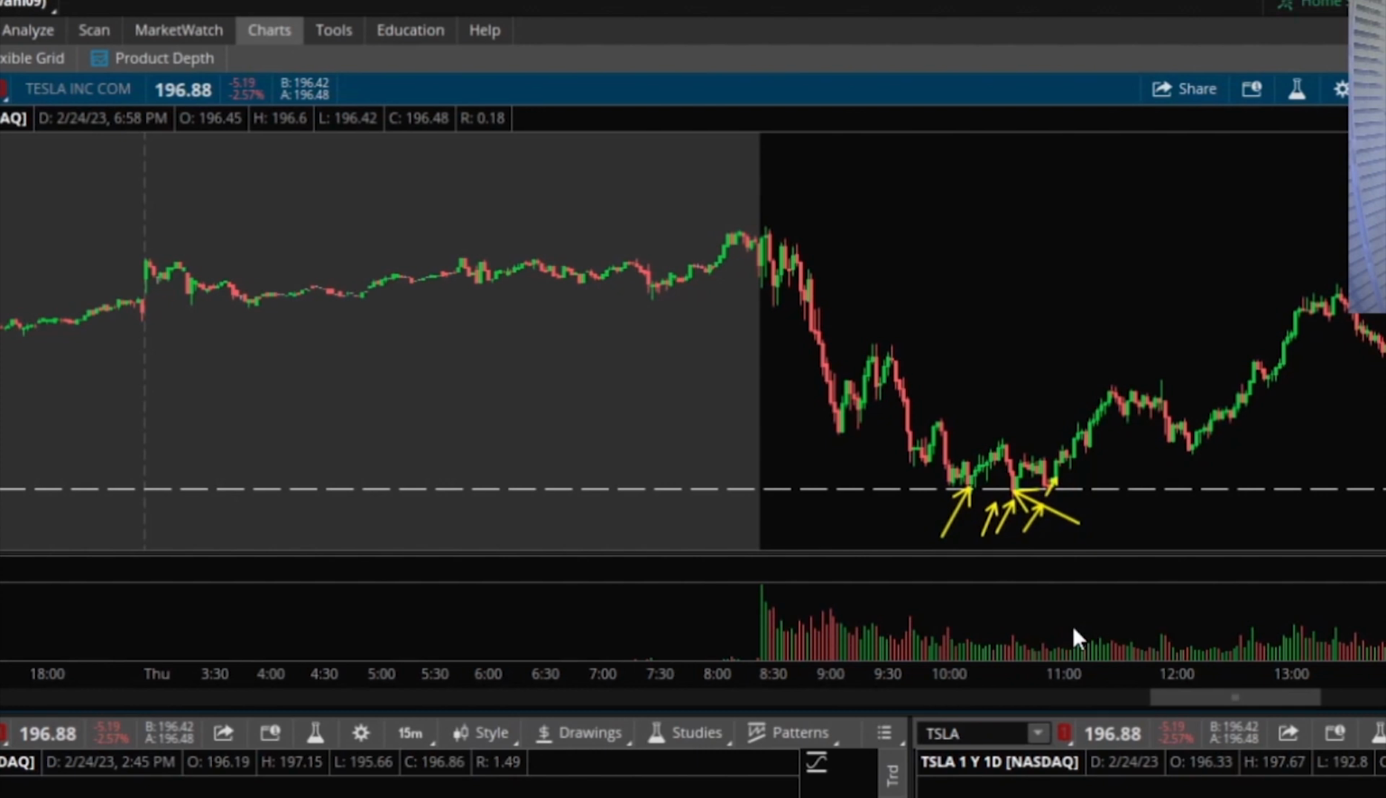What it's showing is that buyers are willing to step up and buy the stock here, and sellers are not willing to sell anymore. They don't want to sell anymore. That's what it's showing. It's showing this support level.